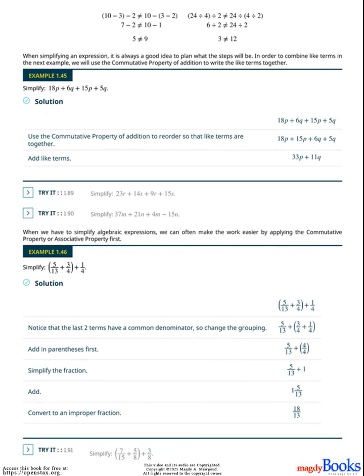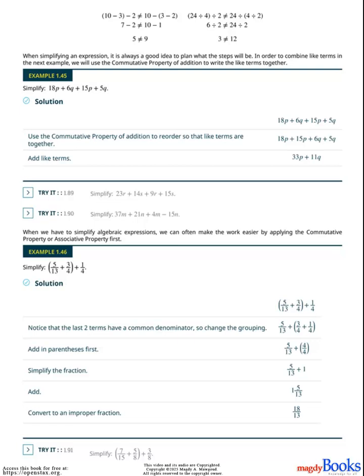(10 minus 3) minus 2 is not equal to 10 minus (3 minus 2). 7 minus 2 is not equal to 10 minus 1. 5 is not equal to 9. (24 divided by 4) divided by 2 is not equal to 24 divided by (4 divided by 2). 6 divided by 2 is not equal to 24 divided by 2. 3 is not equal to 12.